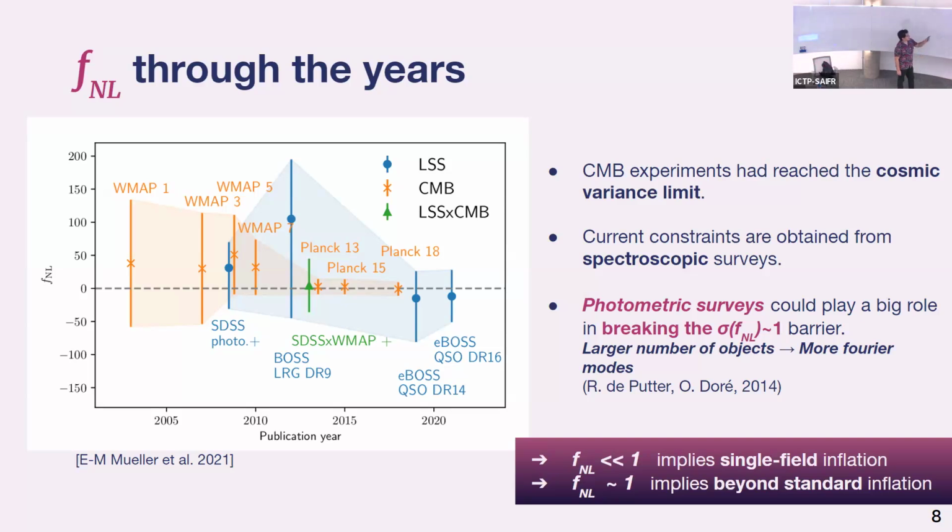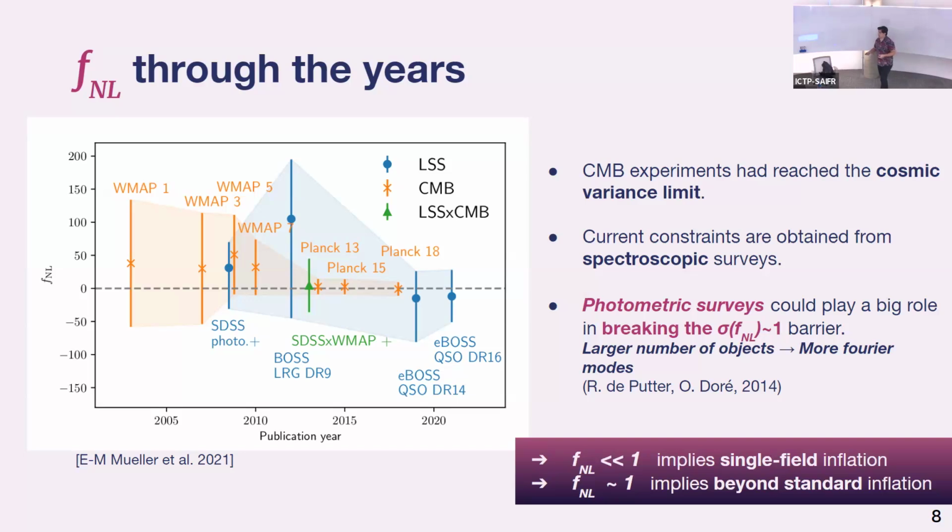Another interesting thing is that all these constraints, SDSS, BOSS and eBOSS, are coming from spectroscopic surveys. But as I mentioned in the introduction, we have two kinds of surveys, photometric and spectroscopic. There are some works that say that photometric surveys could be playing a big role in breaking this sigma FNL equals 1 barrier, mostly because of the number of objects that they can capture.